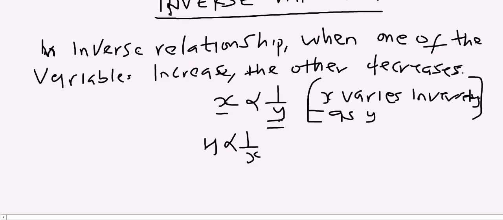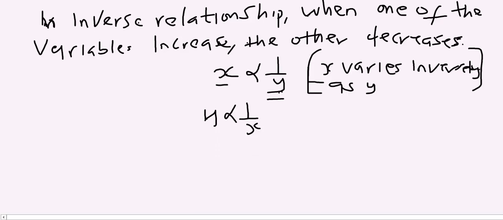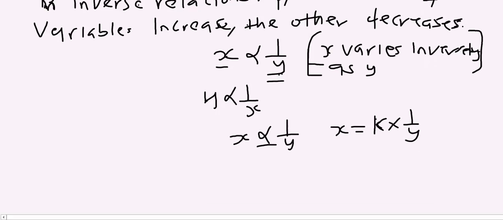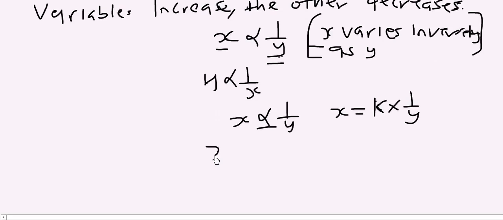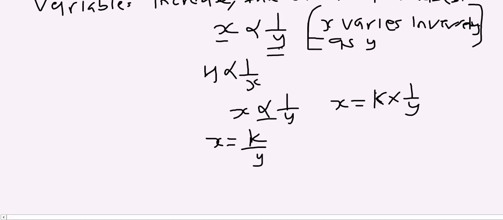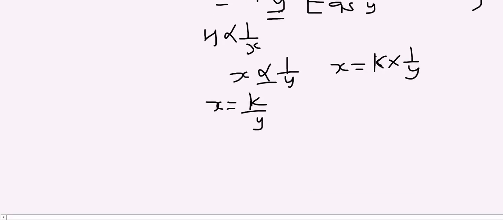So having written that down, if x varies inversely as y, then we can say x is proportional to k times 1 over y. Removing the proportionality sign, it simply becomes x is equal to k over y. So we'll take an example on inverse variation to see how we can solve questions on inverse variation.